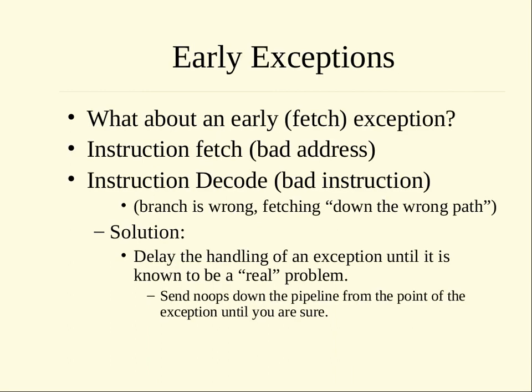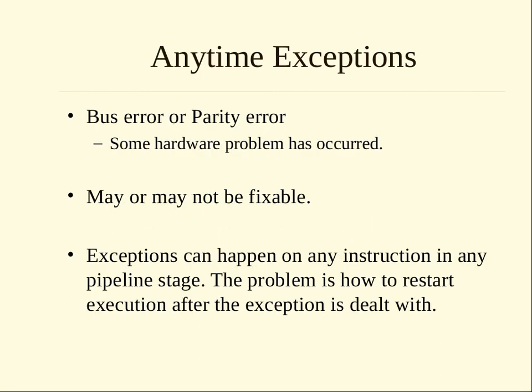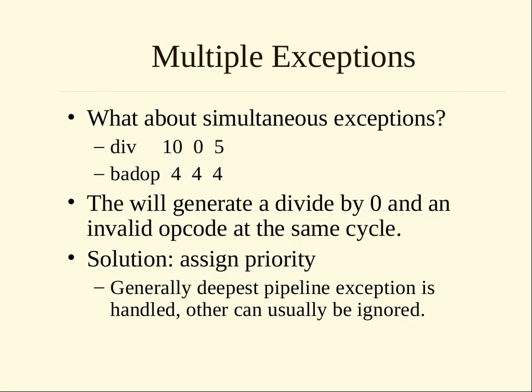Early exceptions. If your branch was wrong, you're fetching down the wrong path, but then you find out you mispredicted your branch, you may have to make sure you don't throw an exception unless you know it's an exception. Memory exceptions can happen as well. Again, just squash. Just throw it all away. You can also have bus errors. The hardware failed. May or may not be fixable. Never happens.